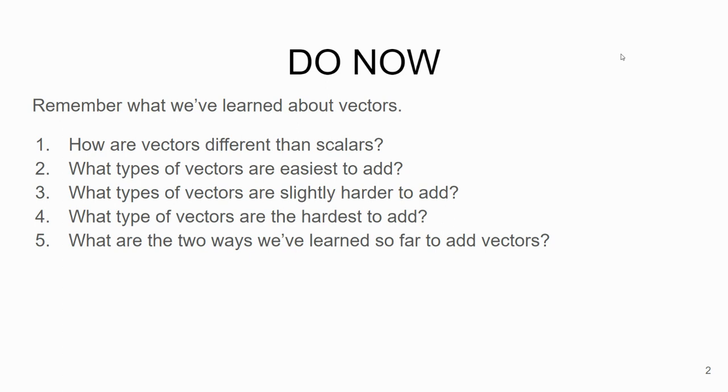So let's think back to what we've learned about vectors. How are vectors different than scalars? Well, scalars only have magnitude, which is size, whereas vectors have magnitude and direction. So it's the direction that vectors have that scalars don't have.